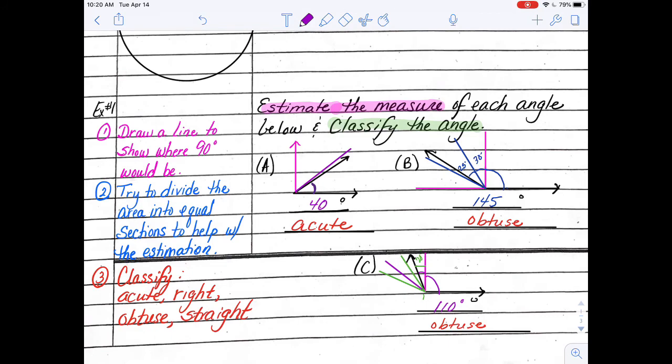Again, we're just estimating. First deciding, is it less than 90, more than 90, or exactly 90? And then where in that range would that angle fall? So it's just practice before we start looking at our protractors and actually measuring, so we can estimate in our head what our answer should be when we use that protractor.